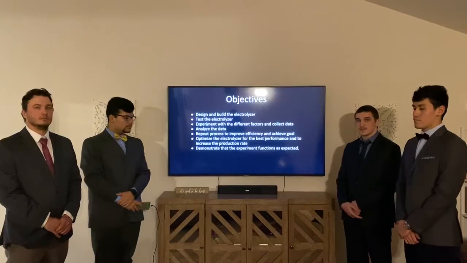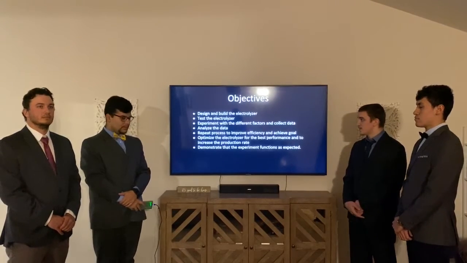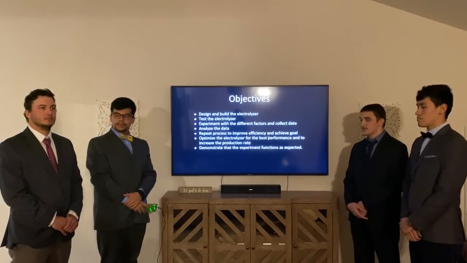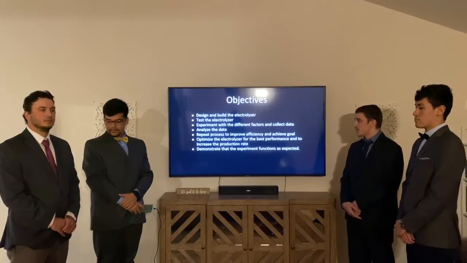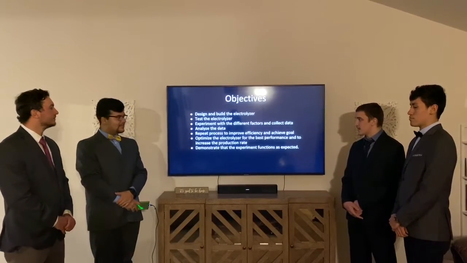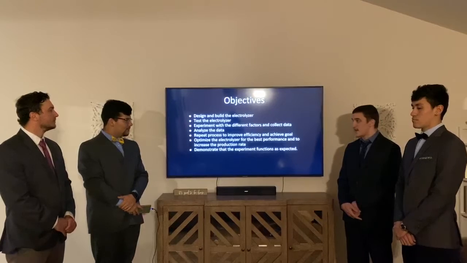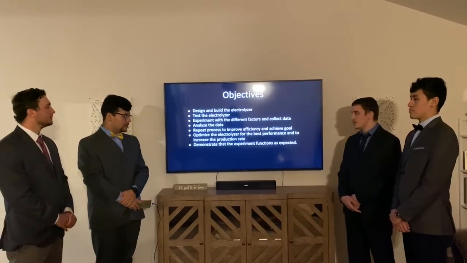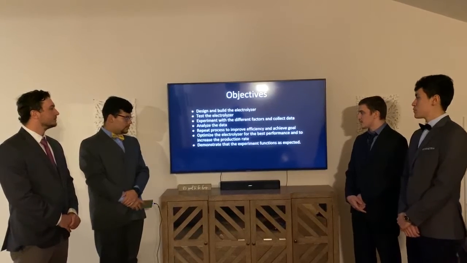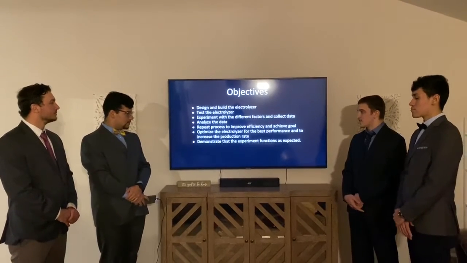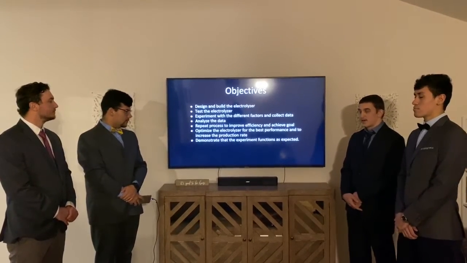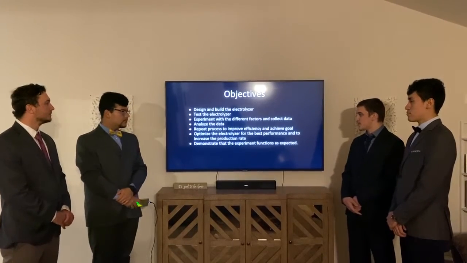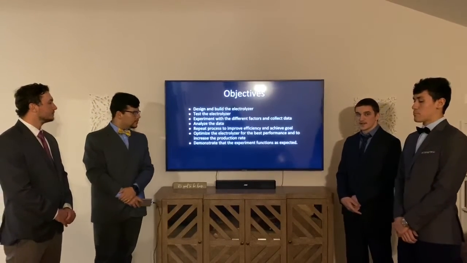Our objectives for this project are to design and build the electrolyzer, test the electrolyzer, experiment with the different factors and collect data, analyze the data, repeat the process to improve efficiency and achieve our goal, optimize the electrolyzer for the best performance and to increase the production rate, and our last objective is to demonstrate that the experiment functions as expected.